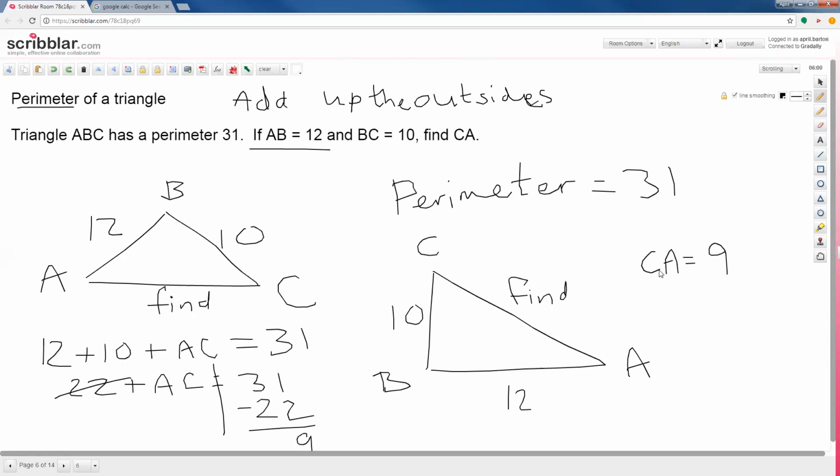Now this one wasn't multiple choice. If this were a question where you had to do one of those free response answers, you would want to actually write a sentence. You would want to draw your picture out like we did, and then you would want to say the side CA equals 9. You want to make sure to be very specific and to write it out so that you get the points. Those free response questions, the more you lay out and the more specific you are, the more points you might get.